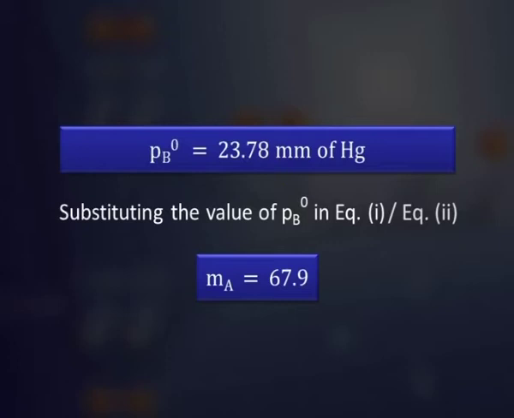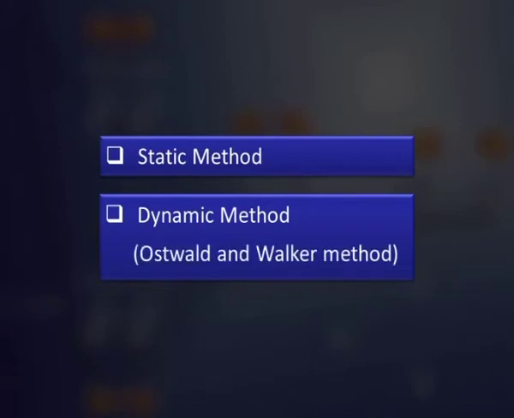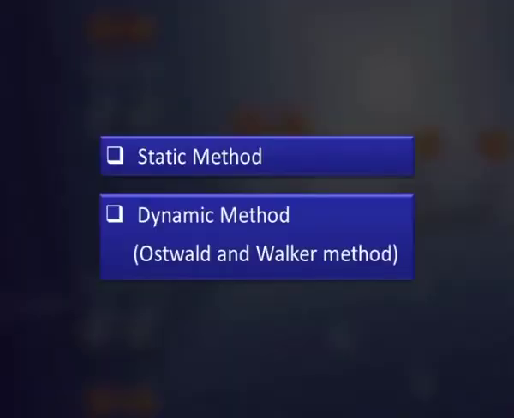We can measure relative lowering of vapor pressure experimentally by two methods, static method and dynamic method. Dynamic method is also called Ostwald and Walker method. First, we are going to discuss static method.